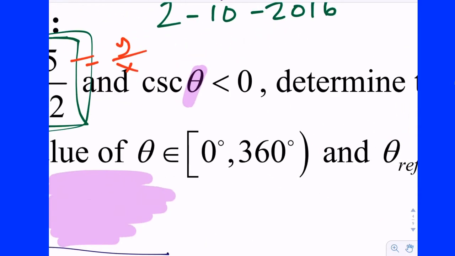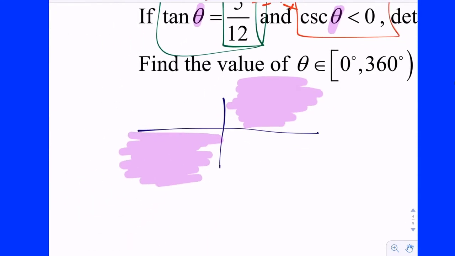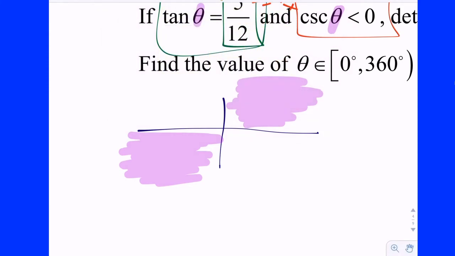Okay, so here's the second clue. It tells us that the cosecant ratio of the same angle is less than 0. That means it's what? Positive or negative or 0? Negative. So in which 2 quadrants is cosecant negative?